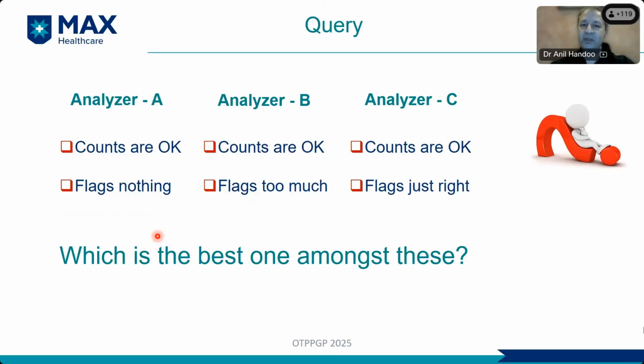The question is, in fact, I get this question pretty often from my colleagues when they ask me: I have 3 possible analyzers which I can pick up. I've assessed all 3 of them. Counts on all the 3 are exactly similar. There's not much of a difference.